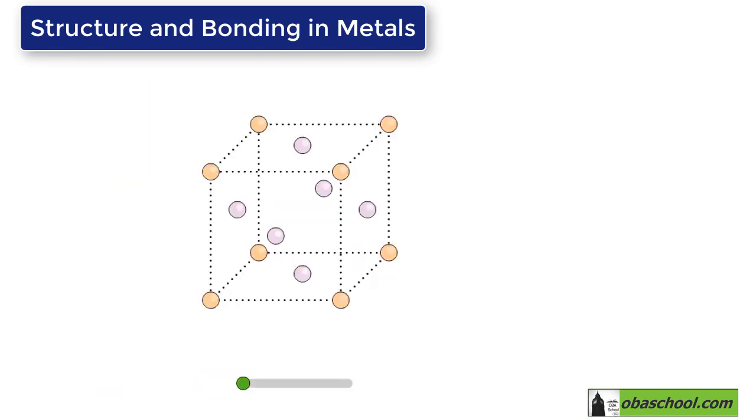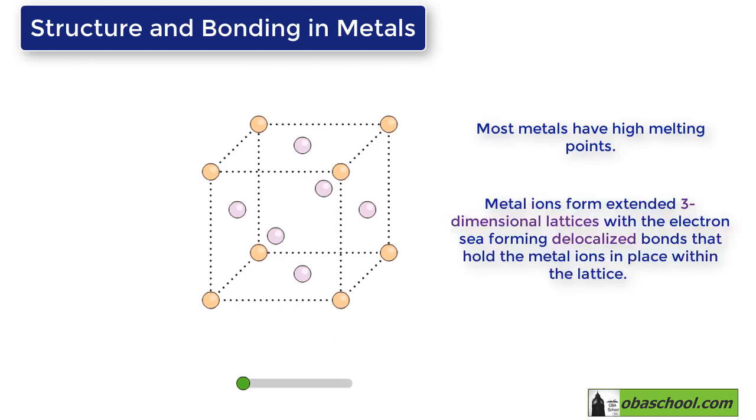As you probably know, most metals have high melting points. So this suggests that there is some kind of bonding throughout a sample, not just between small groups of atoms. In fact, metal ions form extended three-dimensional lattices, with the electron sea forming delocalized bonds that hold the metal ions in place within the lattice.